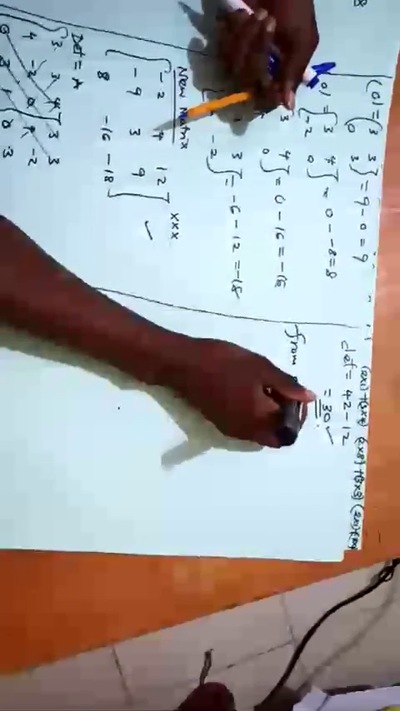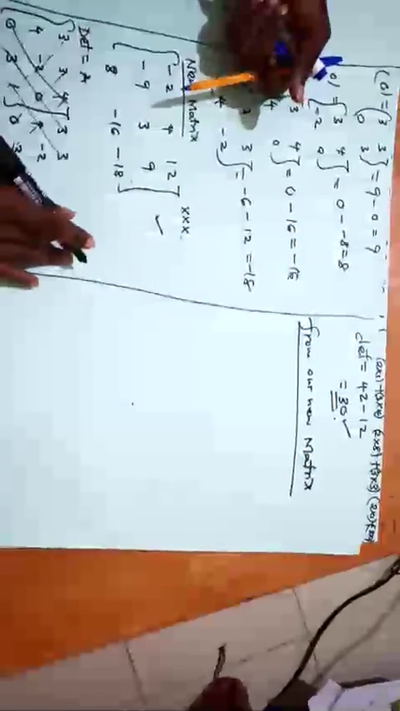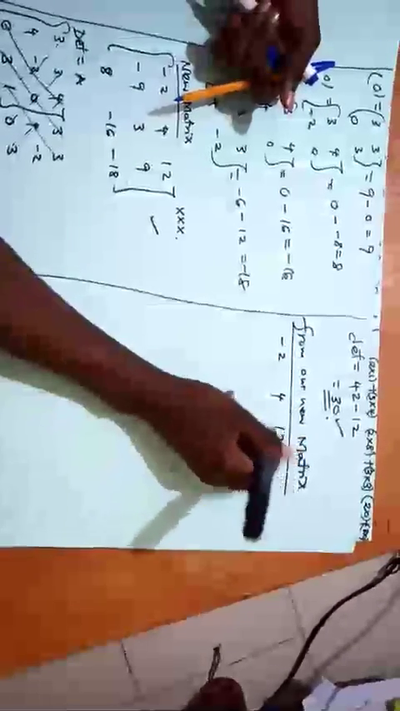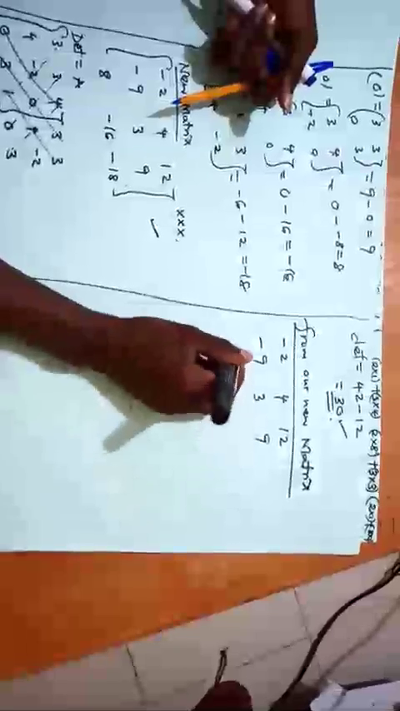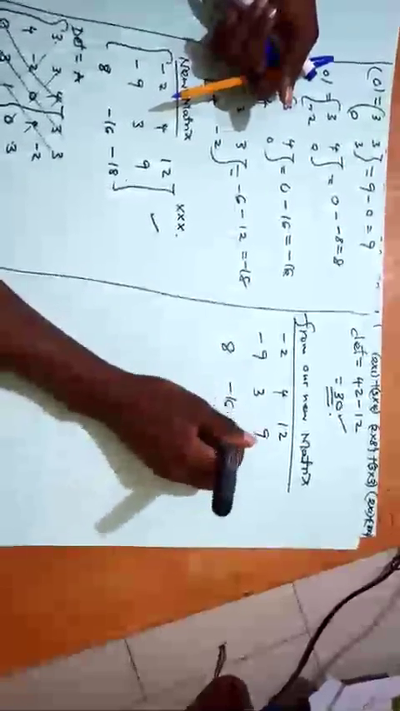So we have the determinant and we have our new matrix. So we continue from our new matrix. From our new matrix, negative 2, 4, 12, negative 9, 3, 9, 8, negative 16, negative 18.